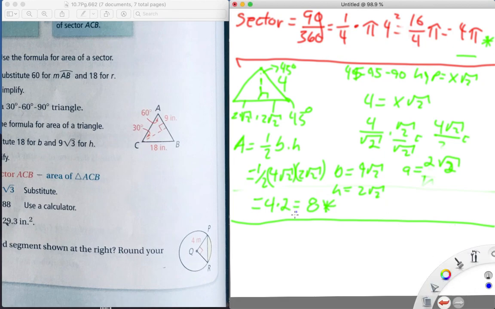Then lastly, we do the area of the sector minus the area of the triangle, which is 4 pi minus 8, which equals about 4.6 meters squared.